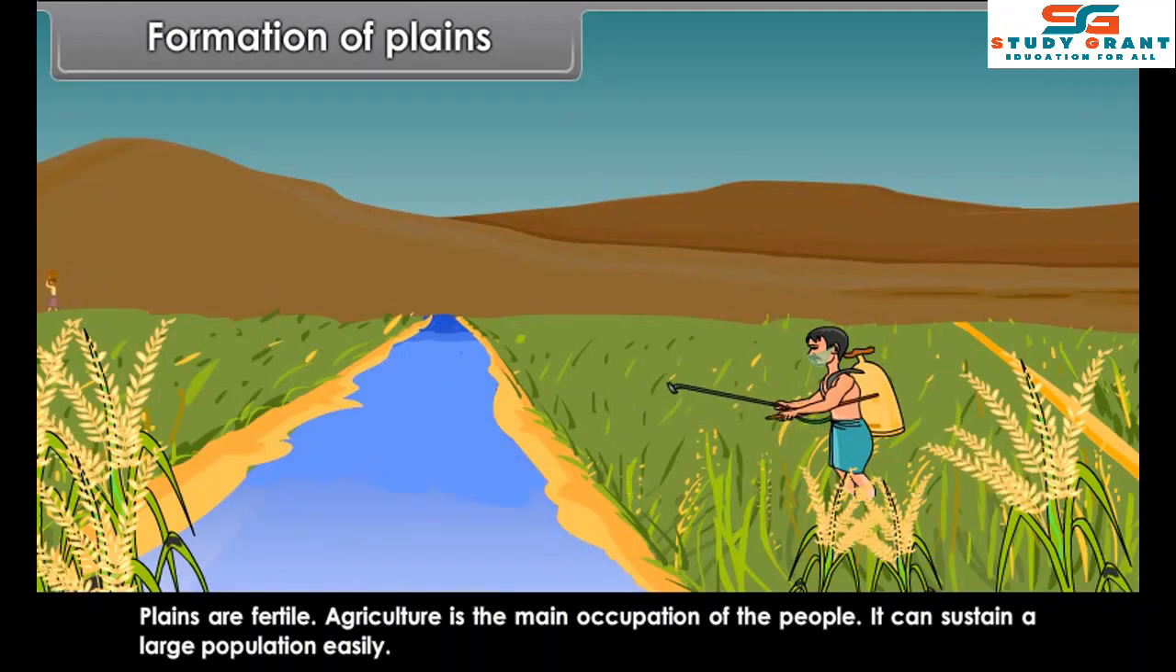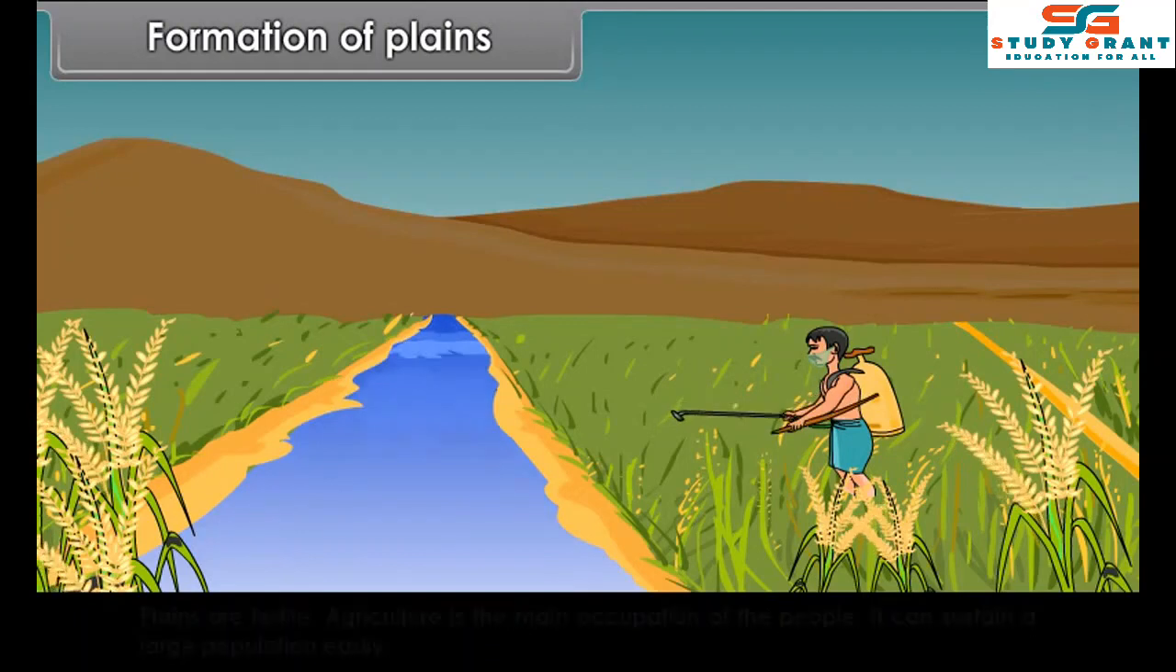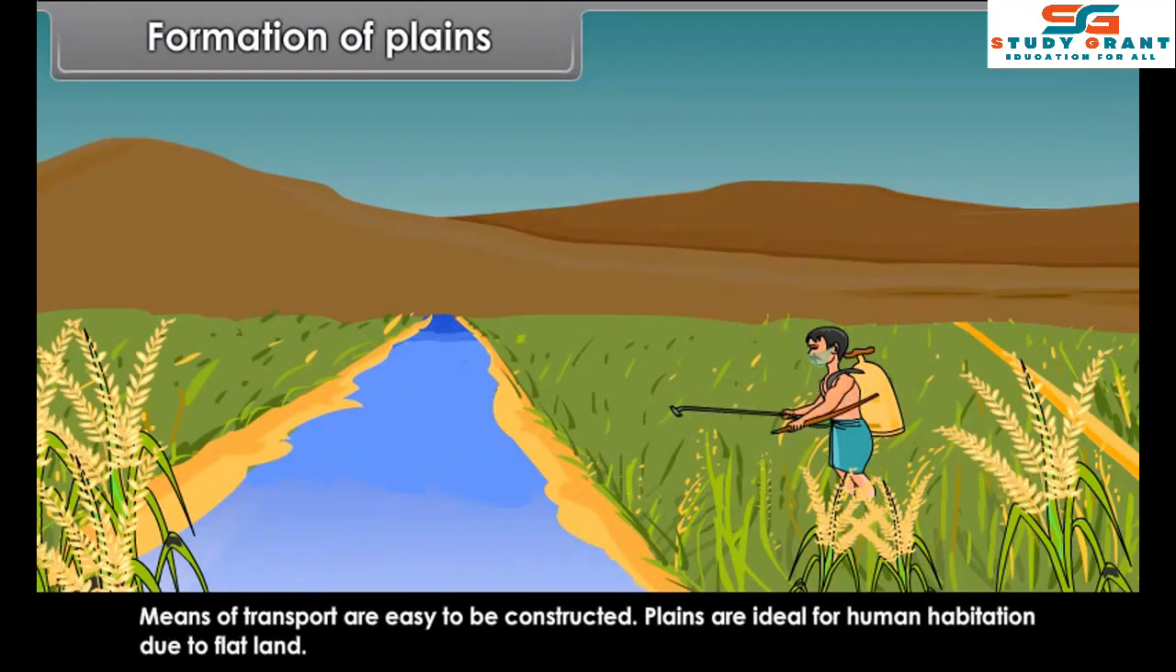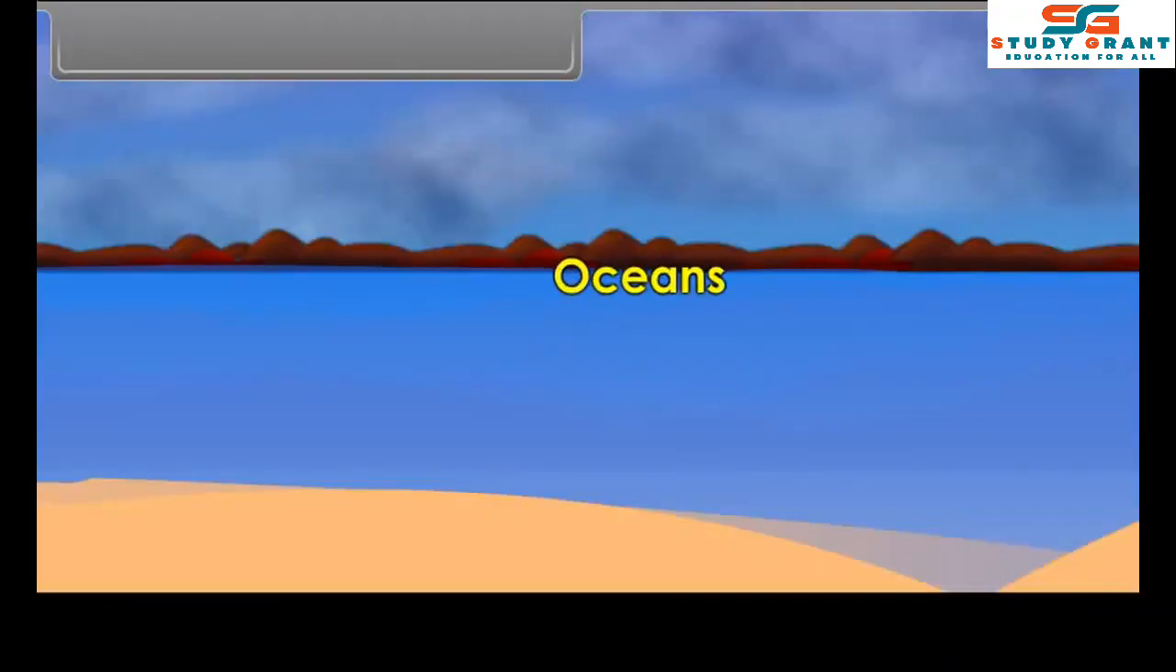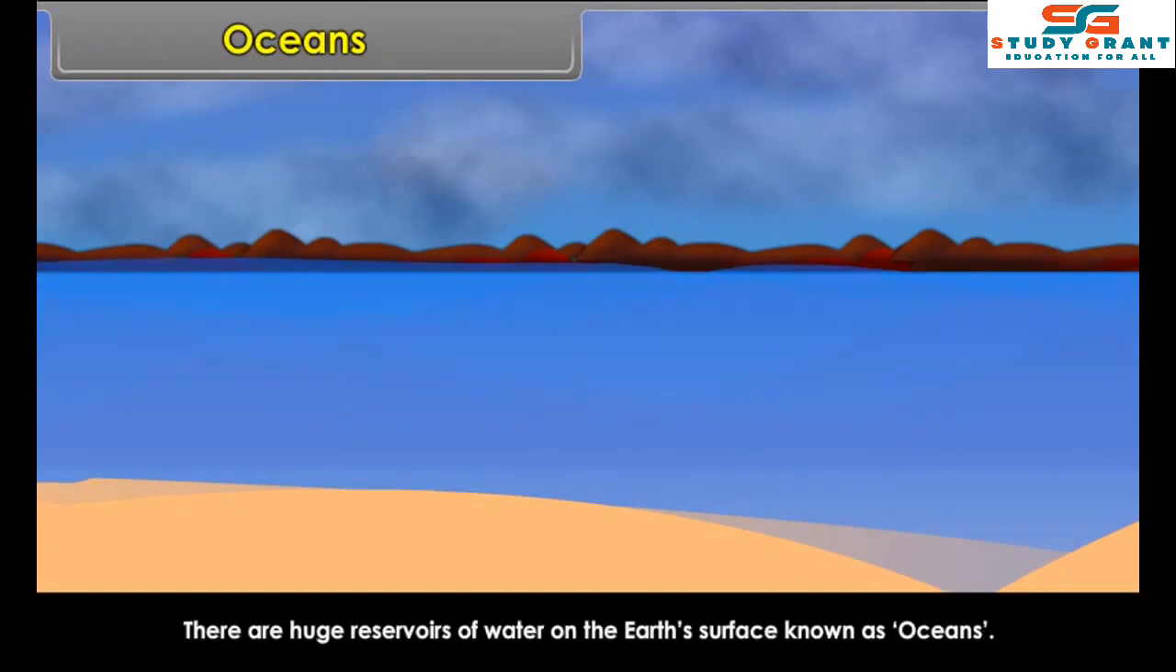River plains are thickly populated because of the following reasons. Plains are fertile. Agriculture is the main occupation of the people. It can sustain a large population easily. Means of transport are easy to construct. Plains are ideal for human habitation due to flat land.